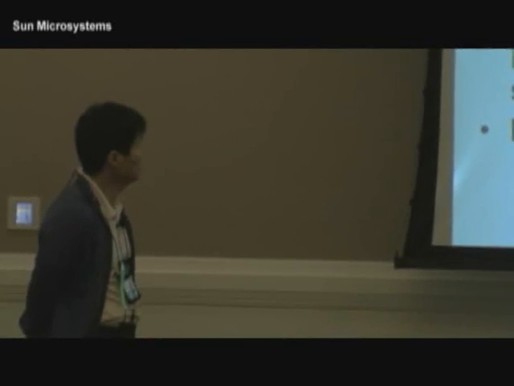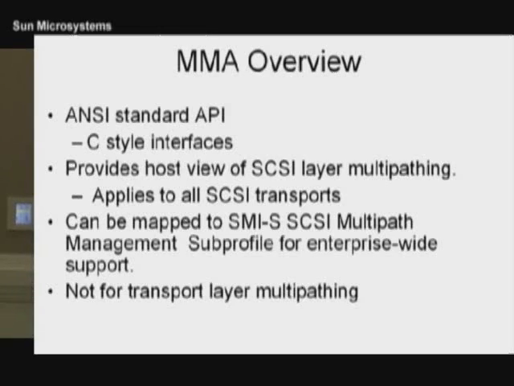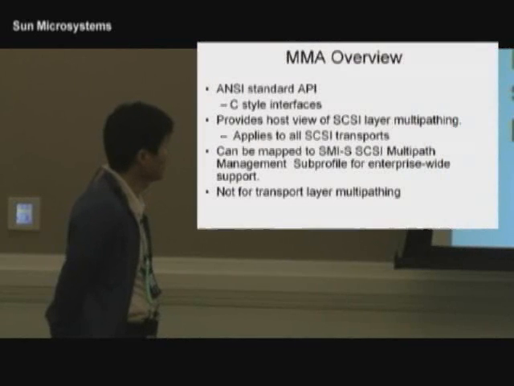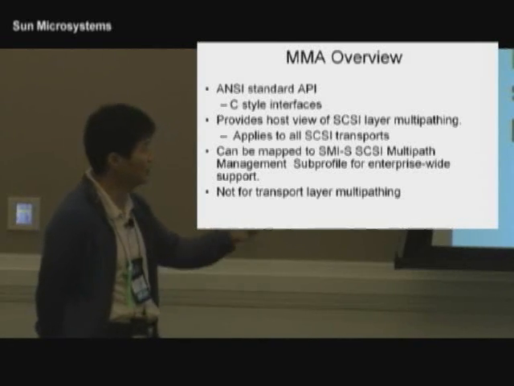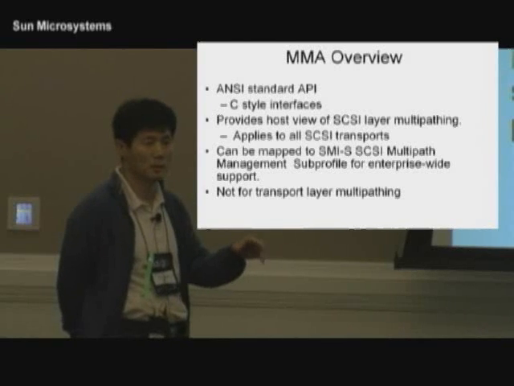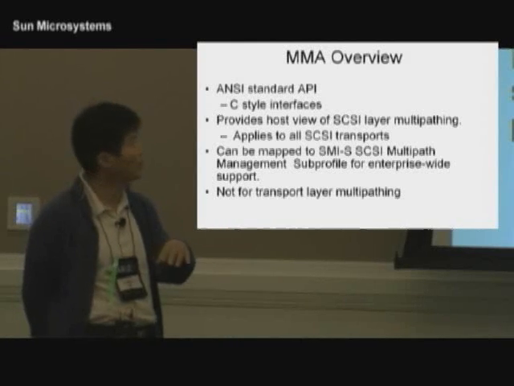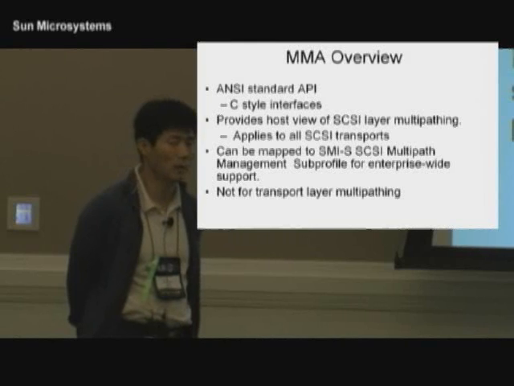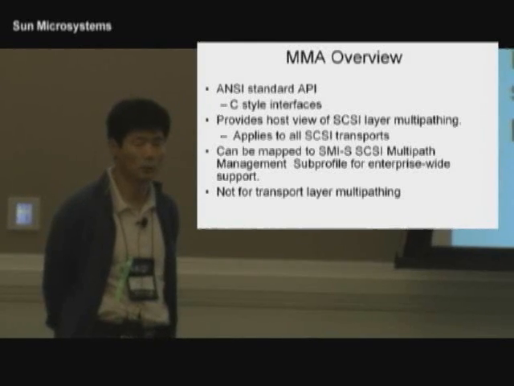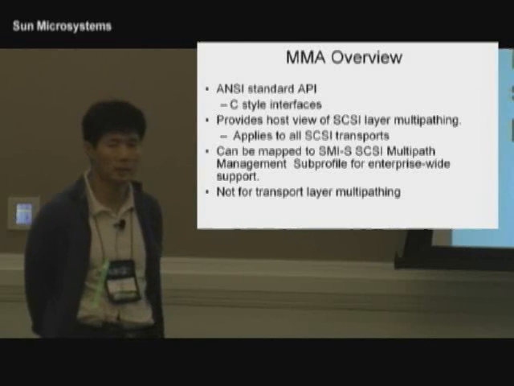First of all, MMA is an ANSI standard. It's INCITS 412. And it is based on C-style interfaces like IMA and HBA API. The one thing to make a note of is it provides the host view of SCSI layer multipathing. In other words, ITL, initiator port, target port, and logical unit layer of the multipathing. And so it can apply to any transport technology which supports SCSI, like Fibre Channel, iSCSI and SAS.